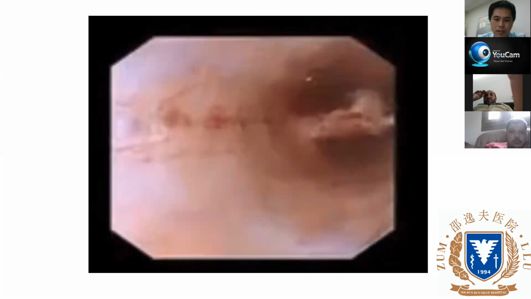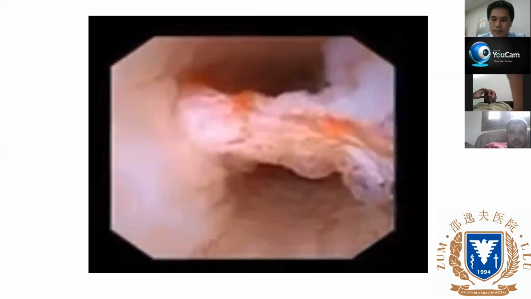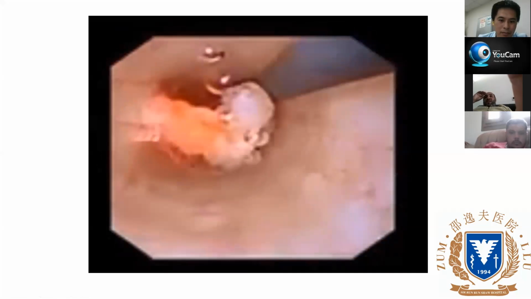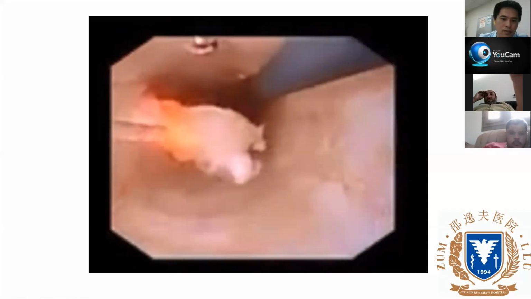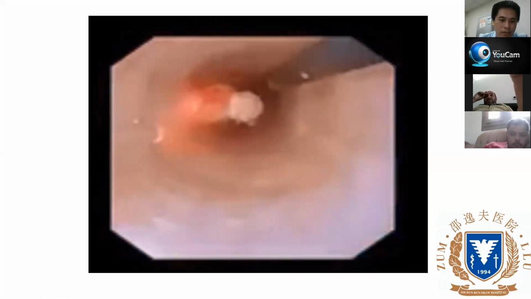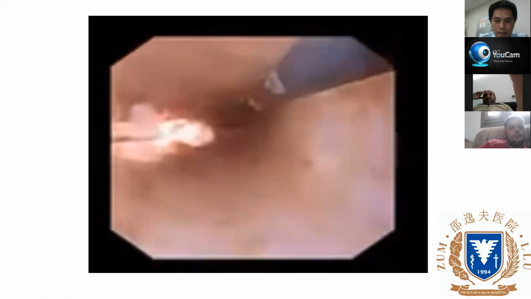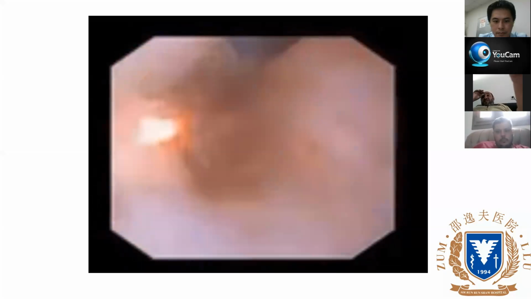And then we try to pull out the rest. If this one cannot be pulled out, then we use a laser to burn it. You can see once we burn it at the normal working rate, there's bleeding. So we adjust to high frequency and low energy to stop the bleeding. Look, the water is clear.